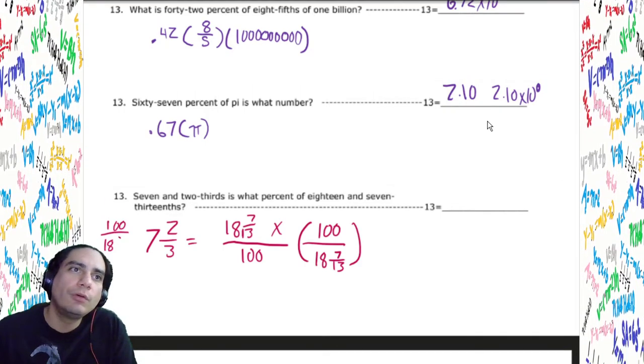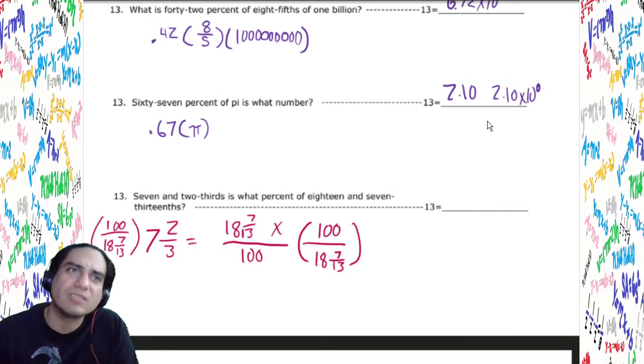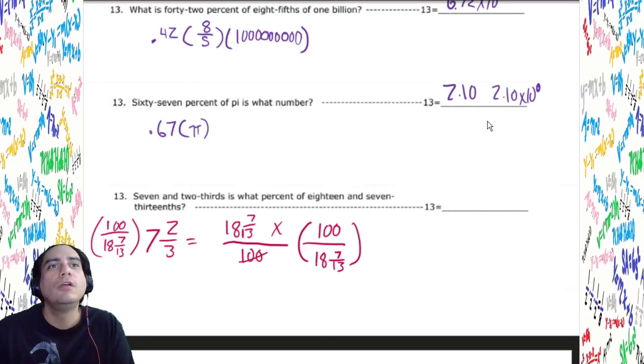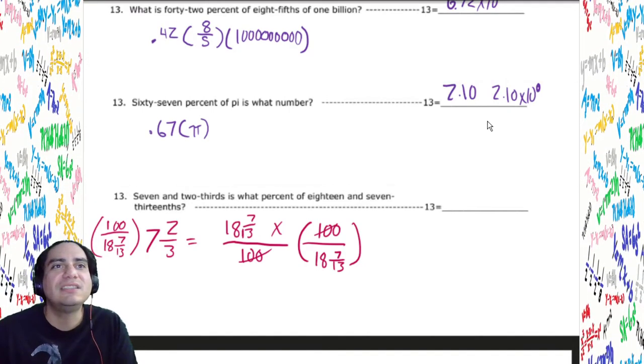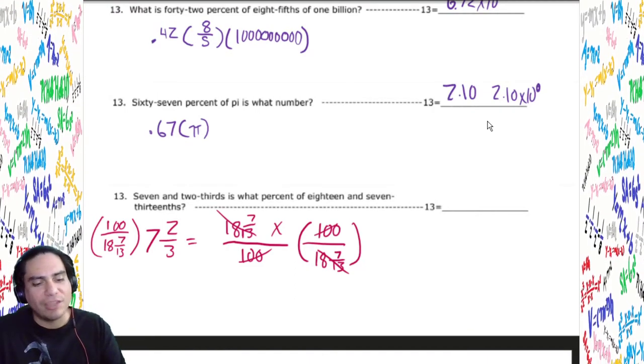So really what we're going to be doing here is get that 7 2/3. This is where that writing numbers as a mixed number trick really helps us out. Remember, that's 100 and this 18 7/13 cancel each other out. But we're going to hit that dot 7, dot 2, dot 3.